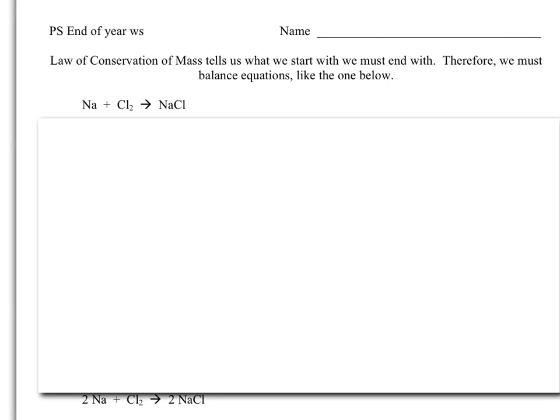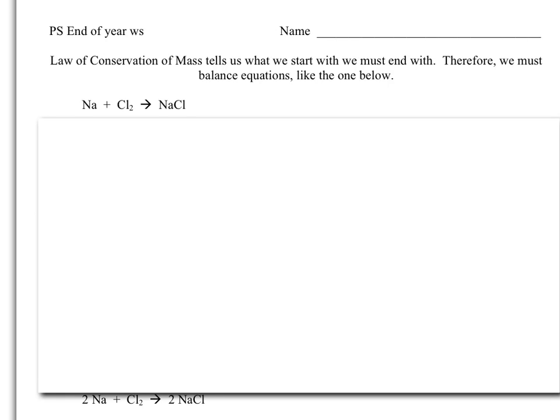On these next few slides, we're going to talk about balancing chemical equations. And you all know about the law of conservation of mass. We've talked about that since the beginning of the year practically. So basically when we need to balance a chemical equation, it's because the law of conservation of mass tells us that matter is neither created nor destroyed. And so whatever you start with, you have to end with, basically.